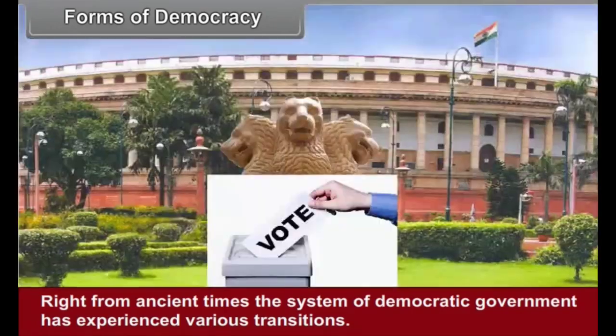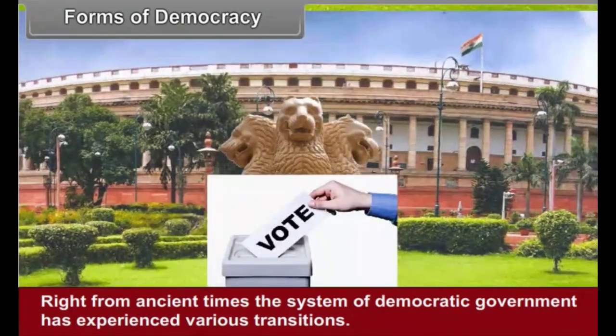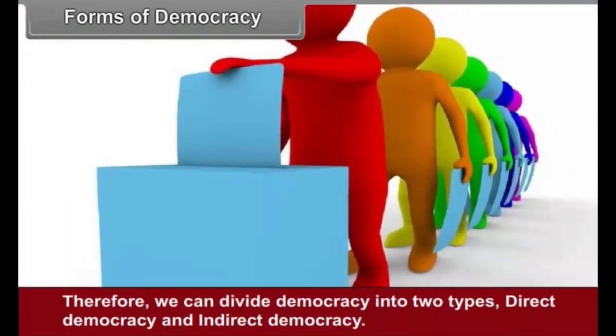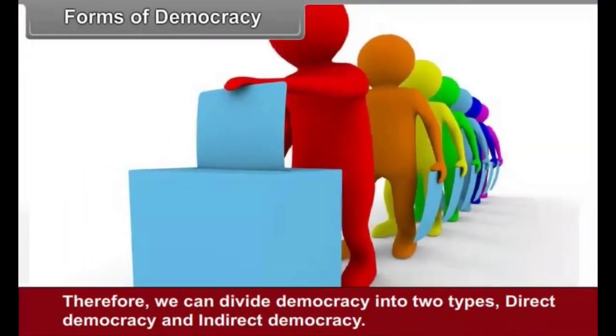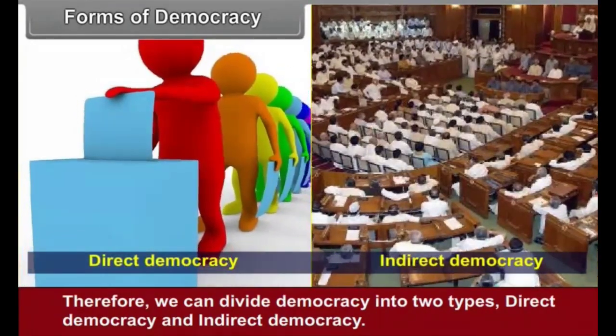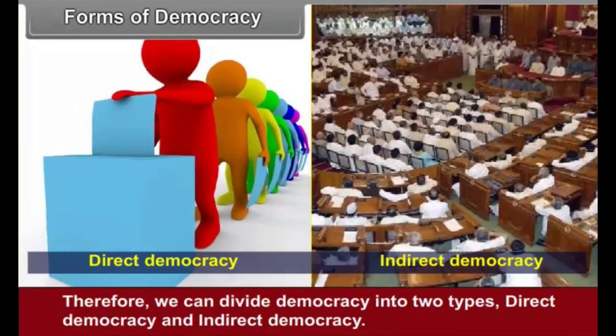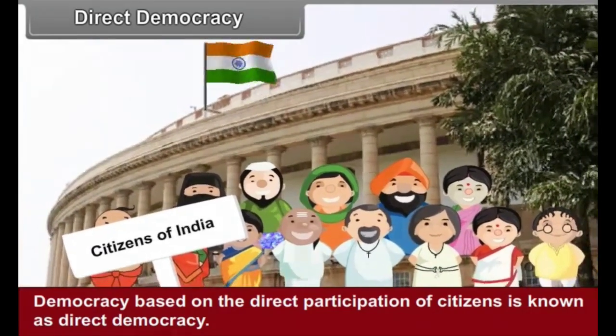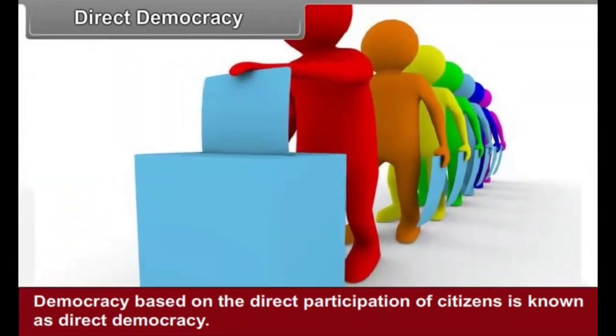Forms of democracy. Right from ancient times, the system of democratic government has experienced various transitions. Therefore, we can divide democracy into two types: direct democracy and indirect democracy. Direct democracy. Democracy based on the direct participation of citizens is known as direct democracy.